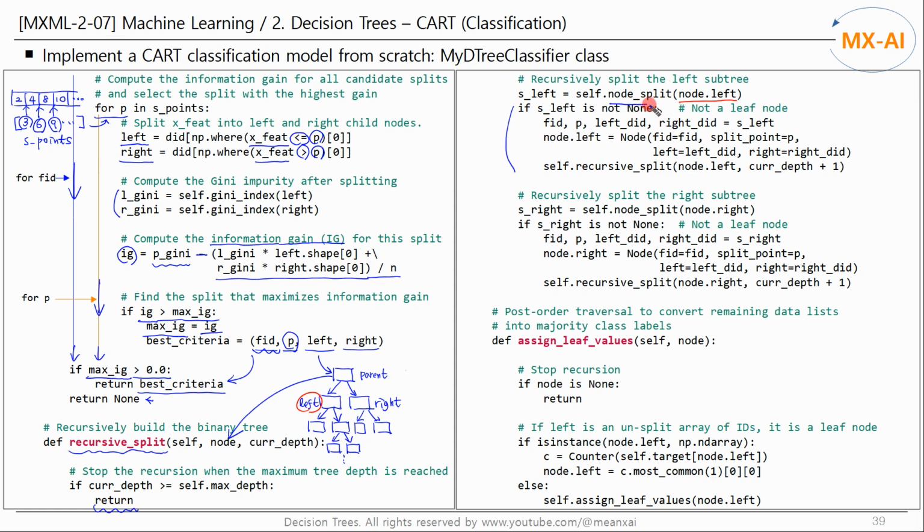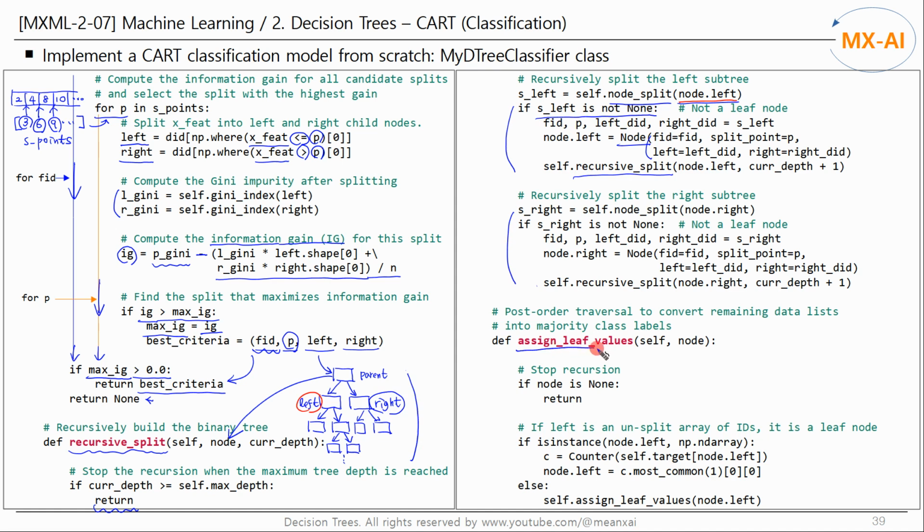We first split the left child node. If it is not a leaf node, we store the split information and continue splitting it recursively. The same applies to the right child node. Once this function finishes, a binary tree is created.